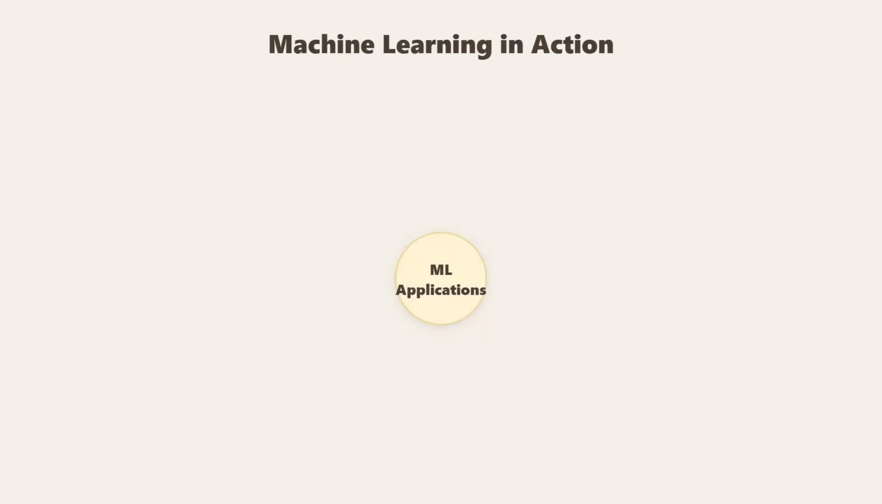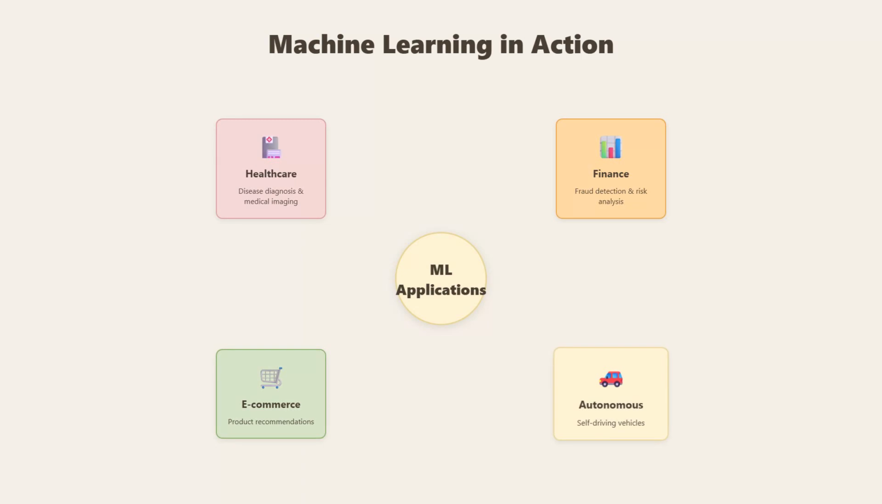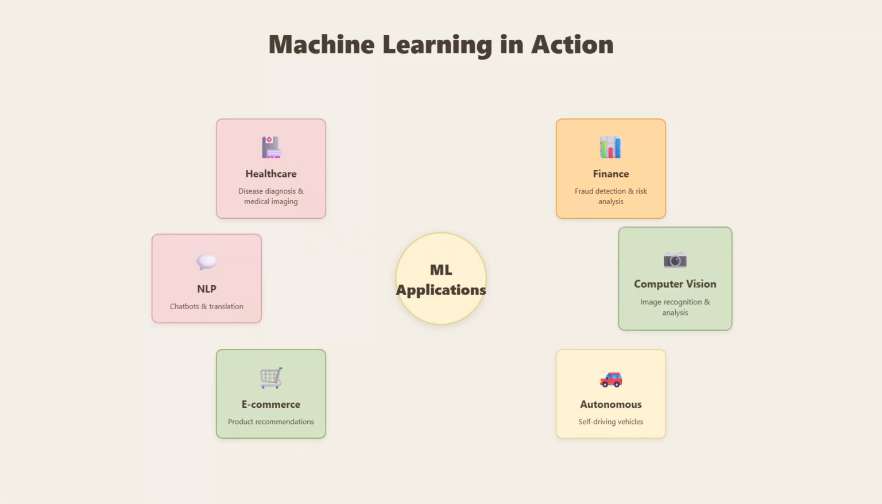Machine learning has moved far beyond research labs and is now deeply embedded in our daily lives, often in ways we don't even notice. In healthcare, machine learning algorithms analyze medical images like X-rays, MRIs, and CT scans to detect diseases such as cancer, often with accuracy matching or exceeding human radiologists. They help predict patient outcomes, personalize treatment plans, and accelerate drug discovery.